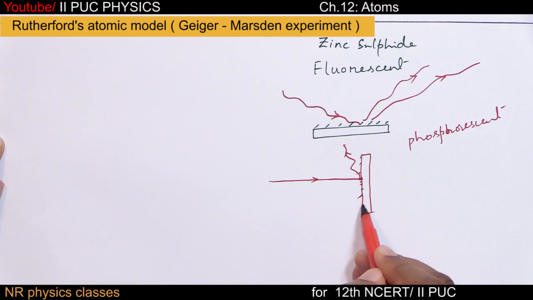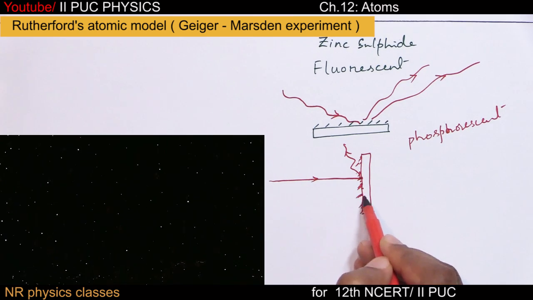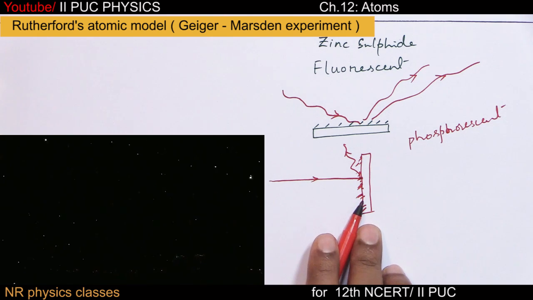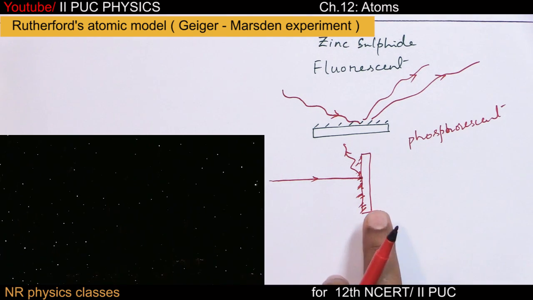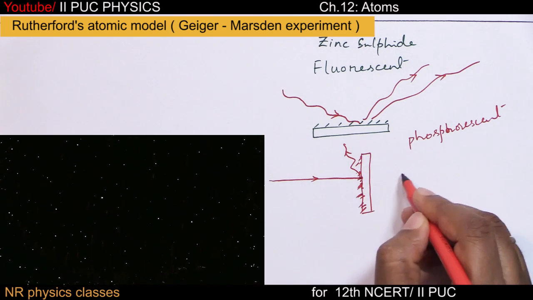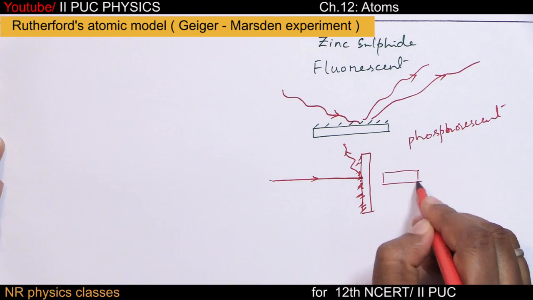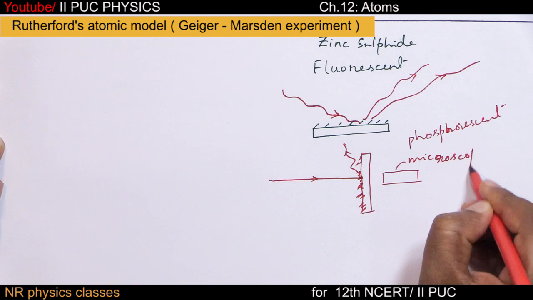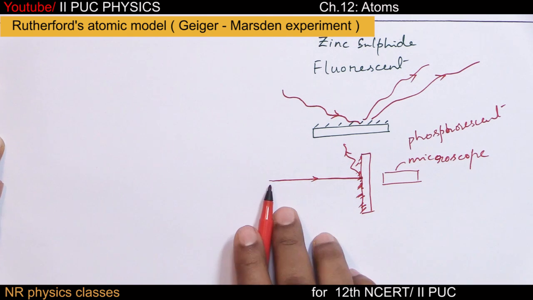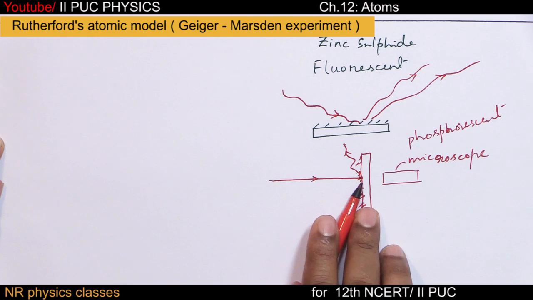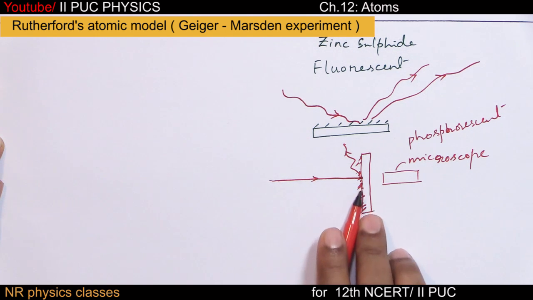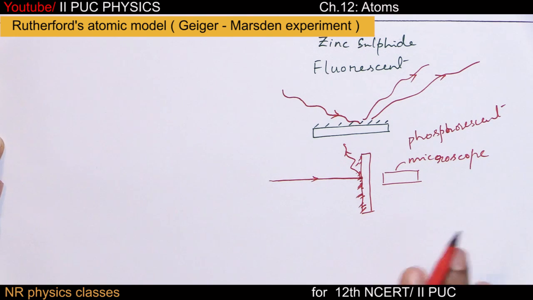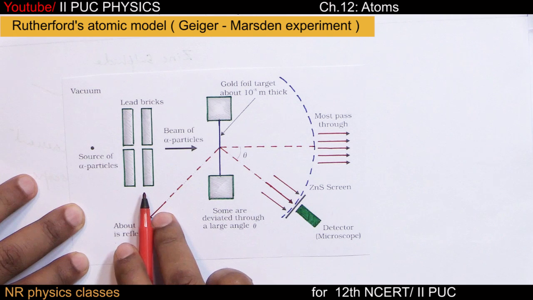If a number of scintillations are observed, a number of sparks are observed, then we can conclude that more alpha particles are falling on the screen. Okay, so such detectors are used, and to observe scintillation, a microscope is also used. If this is a suitable microscope, as soon as alpha particles fall on the phosphorescent material, scintillations are produced. To observe carefully, a microscope is used. Okay, this picture is there in the NCERT book.